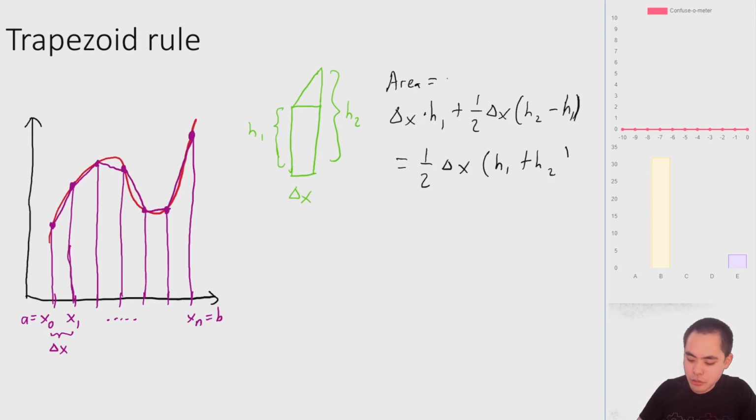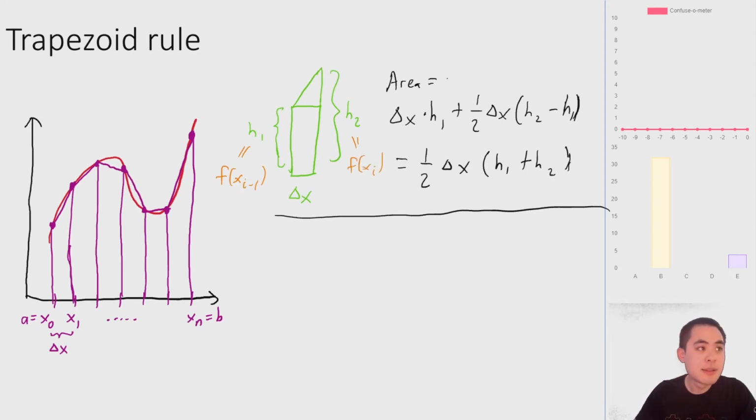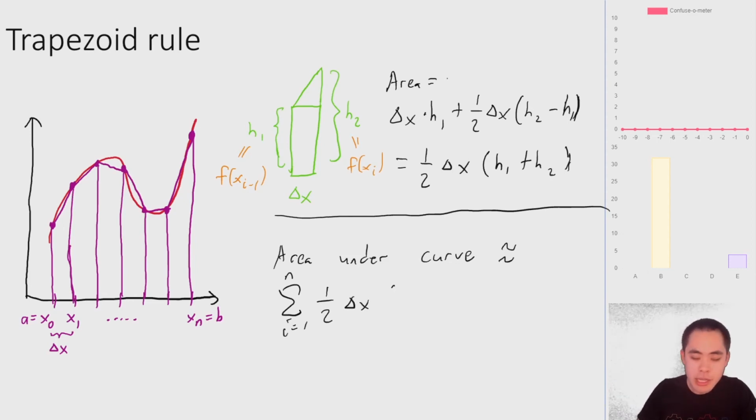So what is the area under the curve equal to? If you take all these things, note that our h1 here, let's use orange, is going to be some f of xi minus 1, and this here is going to be some f of xi. And you can compute an area under the curve this way. So the area under the curve using the trapezoid rule is approximately equal to the sum from i equals 1 to n of 1/2 delta x times f of xi plus f of xi minus 1.